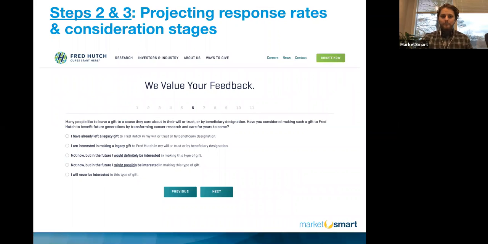So just an example here, this is what we're talking about when it's a digital survey and we're talking about the consideration stages. You can see the question on the survey: where are you in terms of your likelihood to make a planned gift?